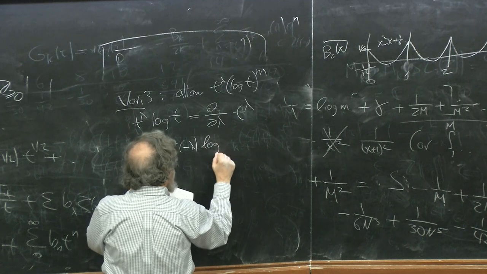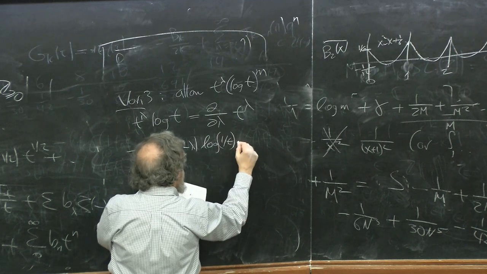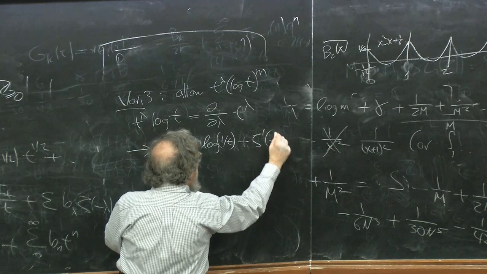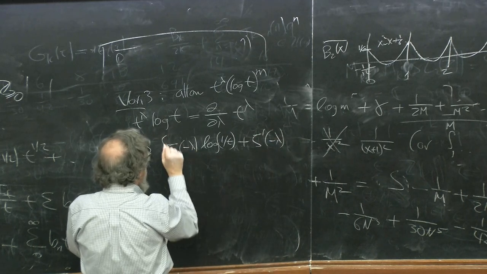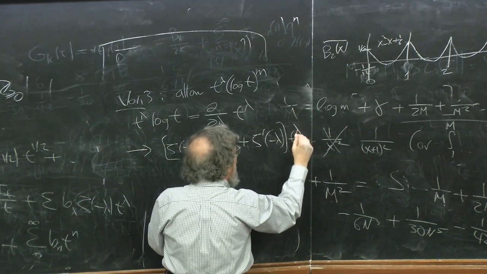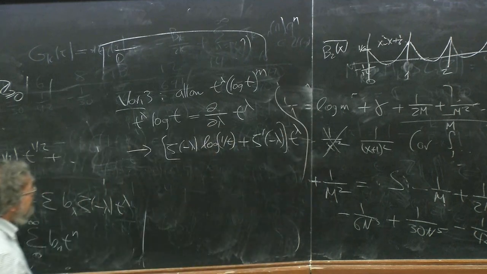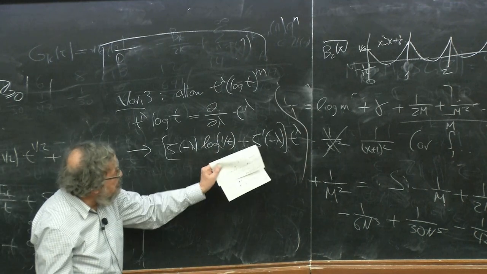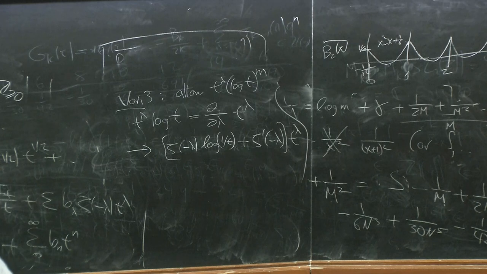log 1 over t plus zeta prime of minus lambda times t to the lambda. So if you have a term t to the lambda, before, you just multiply it by zeta of minus lambda. Now we have to differentiate, take actually the negative derivative. If I didn't get any signs wrong, then that's the answer.